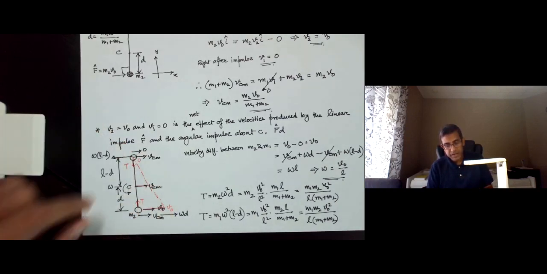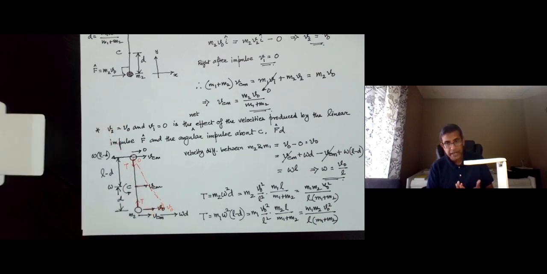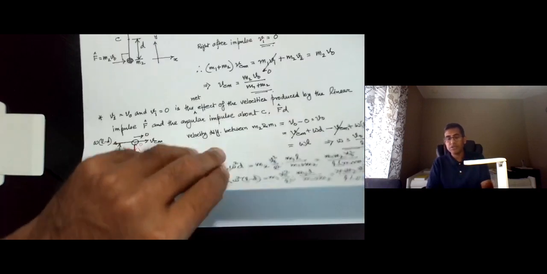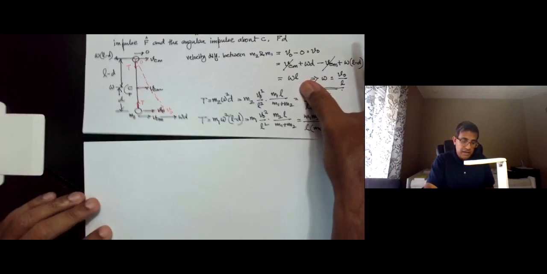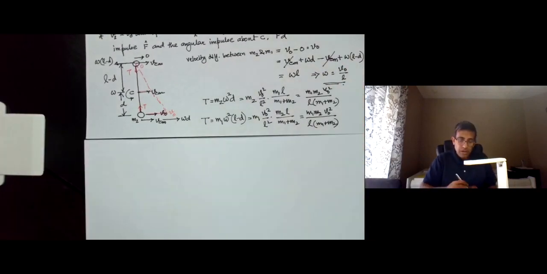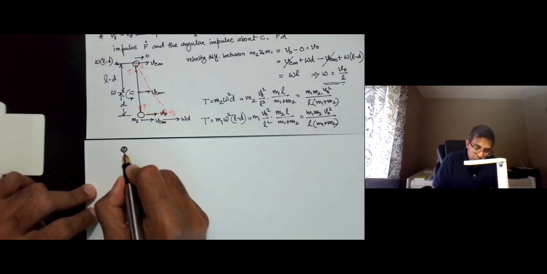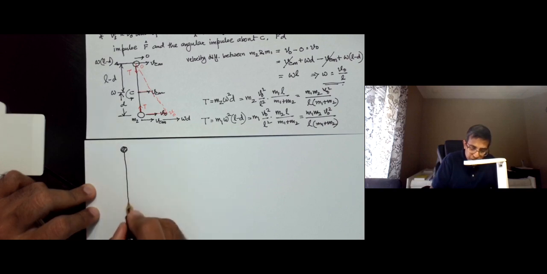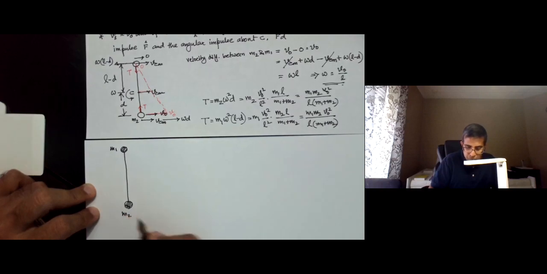So the tension in the string is only created by virtue of the angular impulse, which creates an angular velocity. That's why we need to consider the rotation about the point C. But to elucidate this further, we can take another approach to find the tension. Let us say that we make the assumption that we don't know about which point we should consider the rotation to take place. So let's say this is M1, M2.